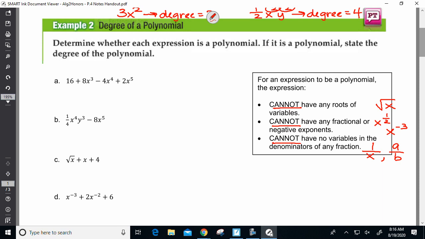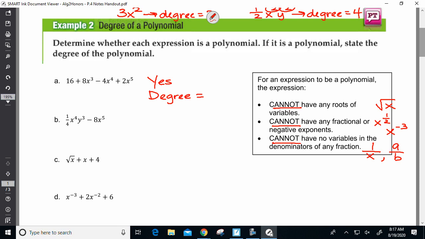So the first thing we can do with a, b, c, and d is simply tell whether or not it's a polynomial. In the case of part A, there's no square roots, so that's good. There's no exponents that are fractions or negatives, so that's good. And there's no variables in a fraction, so that's good. So the answer for this would be yes, it's a polynomial. If it's a polynomial, then we can state the degree. The degree is simply the biggest set of exponents.